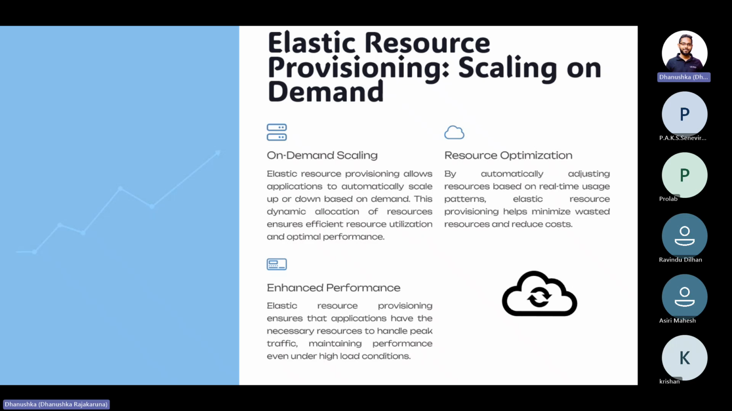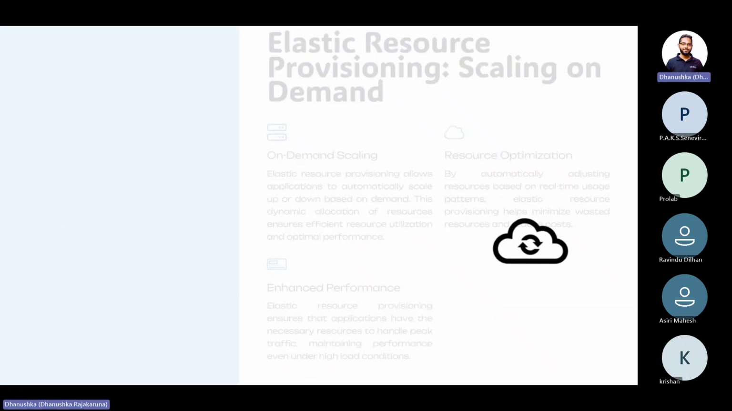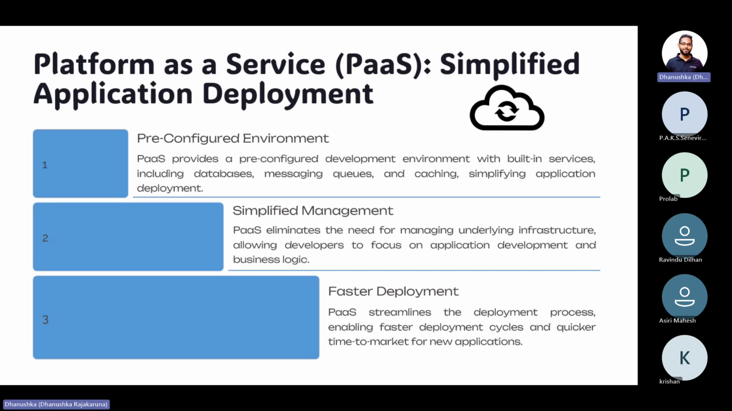So the conclusion: elastic resource provisioning empowers organizations to handle dynamic workloads efficiently and ensure optimal performance and cost saving. As businesses continue to adopt cloud-native strategies, mastering elastic provisioning becomes essential for scalability, agility, and resilience in the competitive digital landscape. Okay, so next we will talk about platform as a service, PaaS.